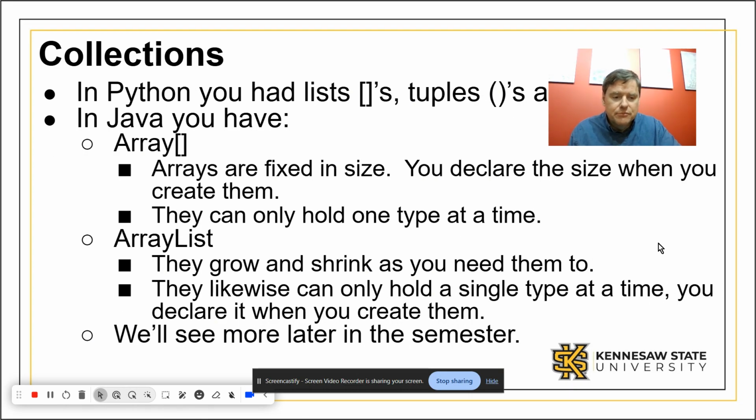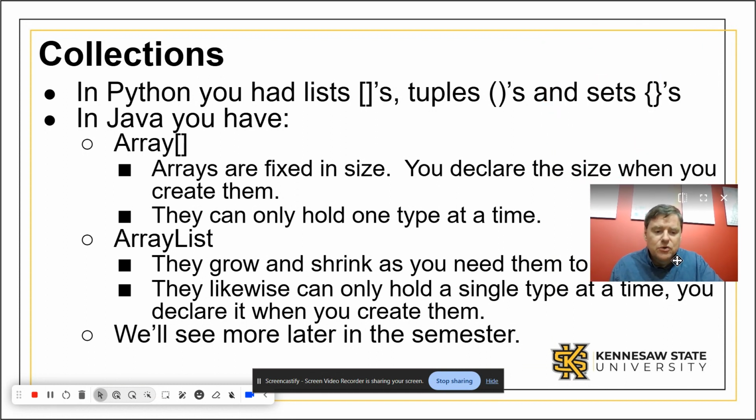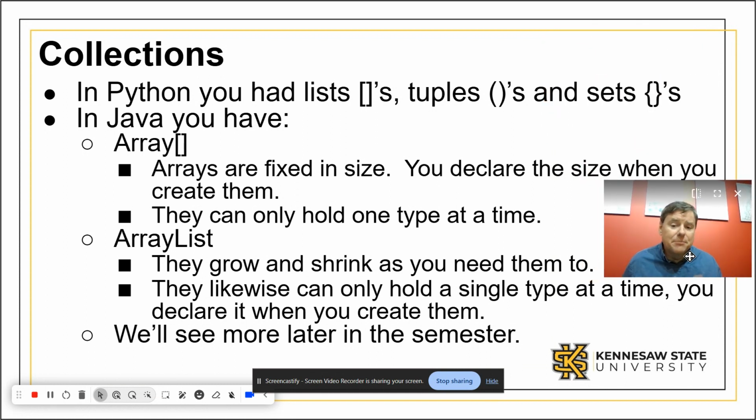All right, so let's start talking about the different types of collections. So you guys are used to Python, and in Python you had lists, which were denoted with the square brackets, tuples, which were in the parentheses, and sets, which were in the curly braces. And they each have their place. In Java, we have a slightly different set of collections. A collection is simply just a group of things put together as a single item.